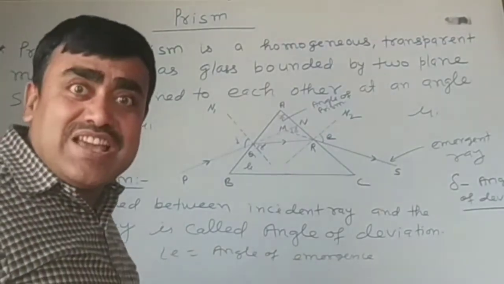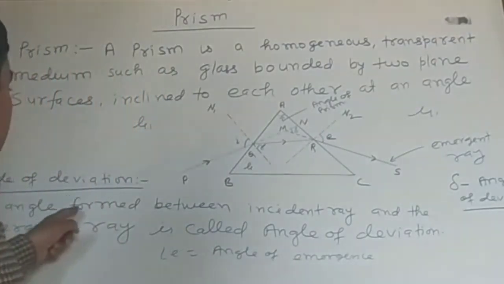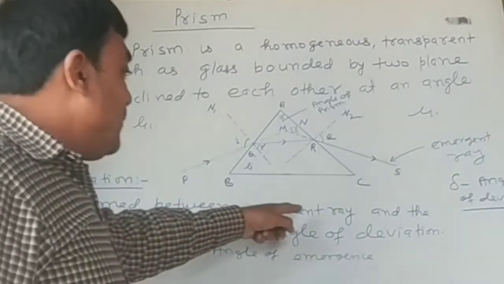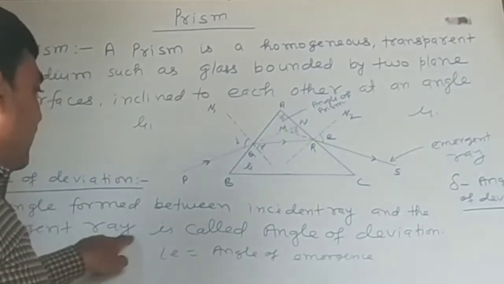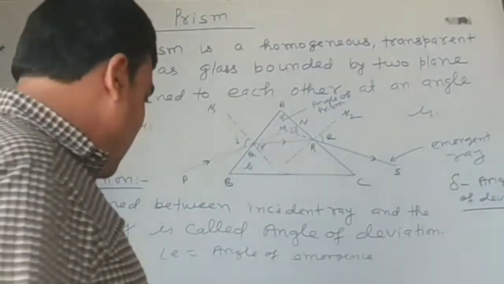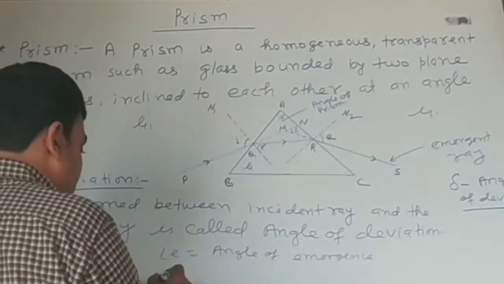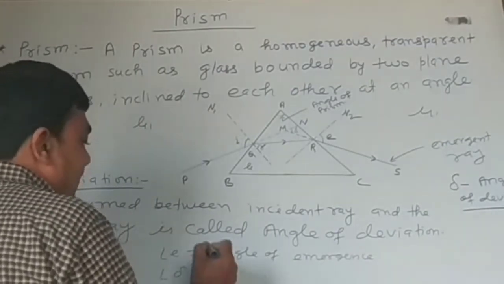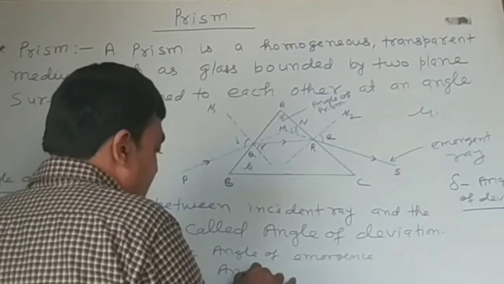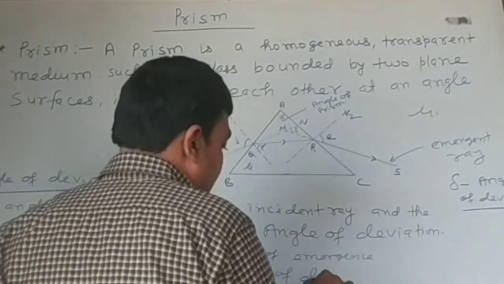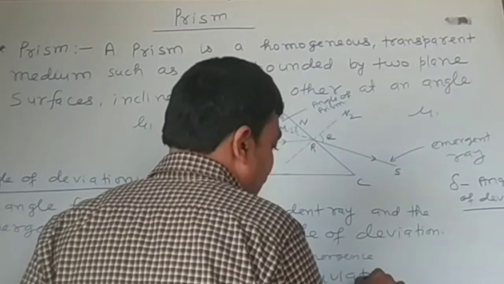What is angle of deviation? The angle formed between the incident ray and the emergent ray is called angle of deviation. Angle of deviation, that means angle delta. Okay?